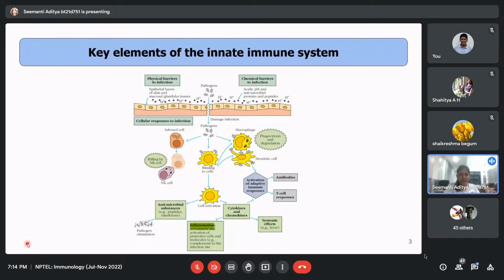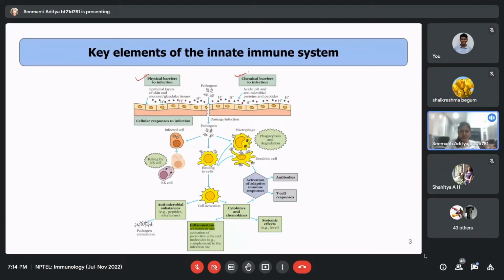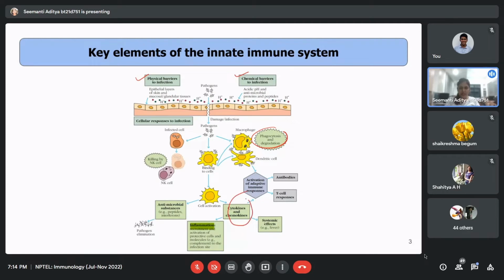So as we have studied, all these responses are innate immune responses: the physical barriers, the chemical barriers, phagocytosis and degradation, the release of cytokines and chemokines, release of antimicrobial peptides, inflammation, and the killing by NK cells. These are all the activity of innate immune responses, and these are very non-specific kinds of responses.